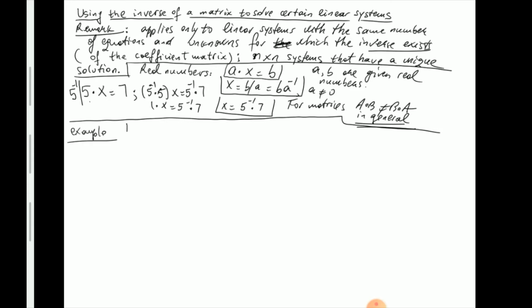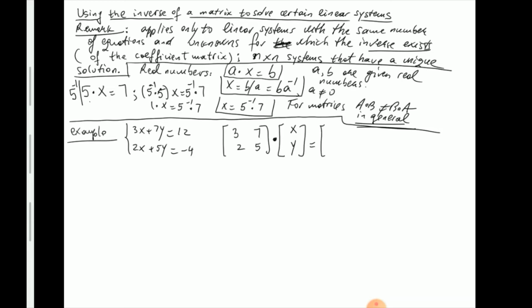Let's say you have a 2 by 2 system, 3x plus 7y equals 12, 2x plus 5y equals minus 4. So why did I make this digression with real numbers? Well, if you use matrix multiplication, you notice you could write the whole system in terms of a matrix of the coefficients of the system times a column matrix which captures the unknowns of this system.